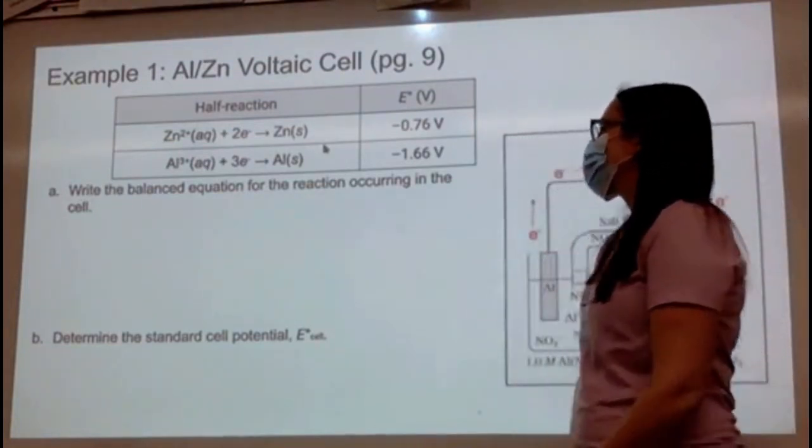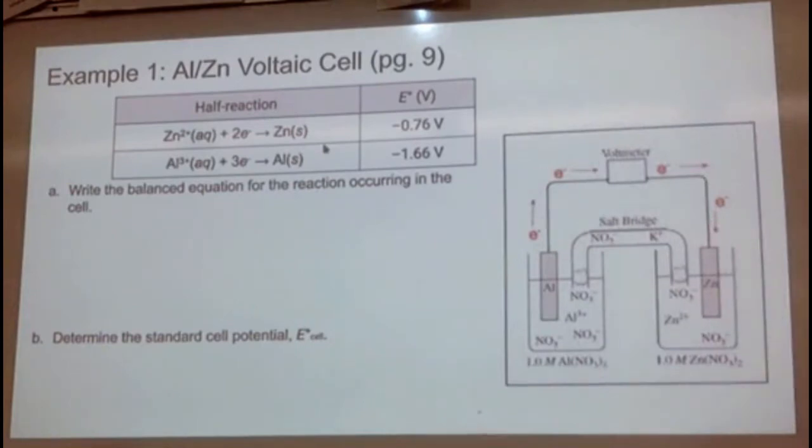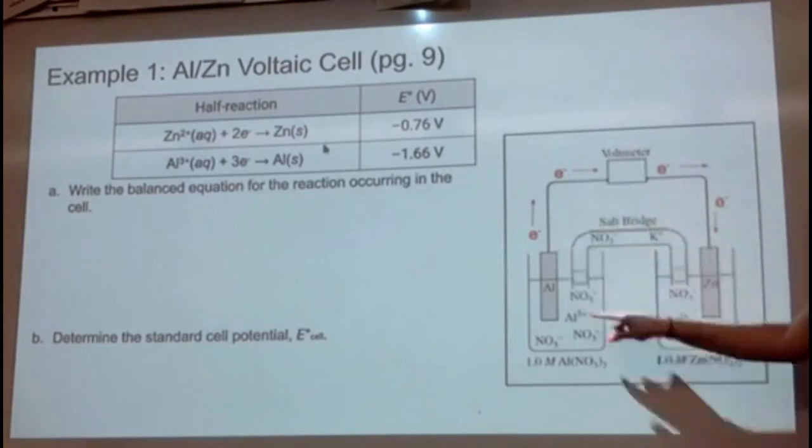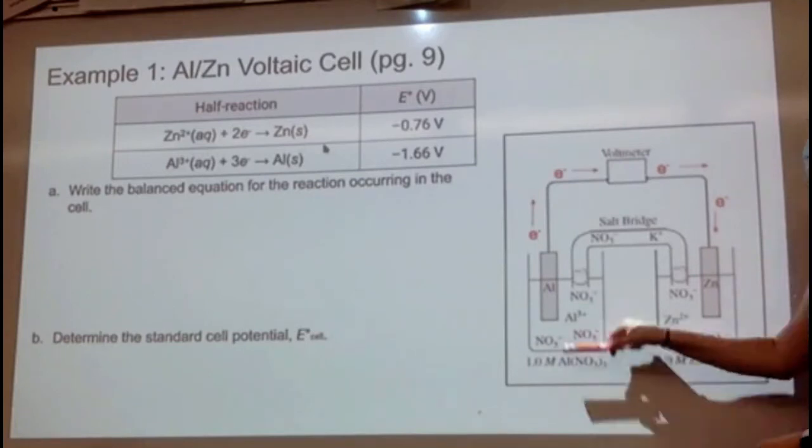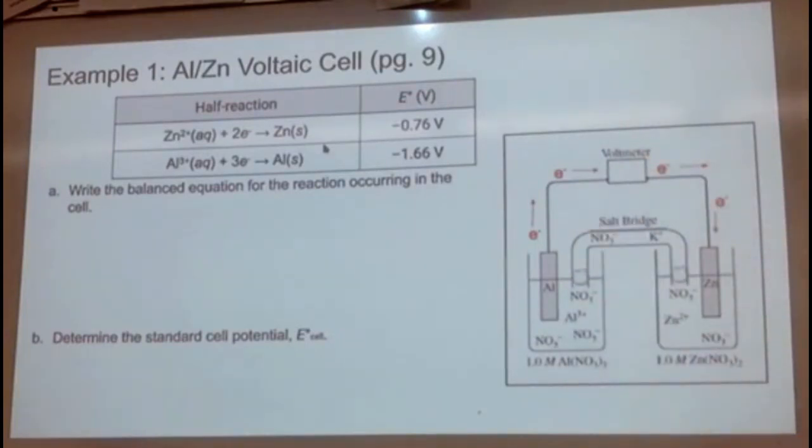So for part A, it says write the balanced equation for the reaction occurring in the cell, and part B, determine the standard cell potential. So we're given this picture. So this is going to let us review voltaic cells again. So if we take a look at this cell, they give us a key piece of information here that helps us identify everything. Notice that they show us the direction that the electrons are moving. Electrons are moving from Al into Zn.